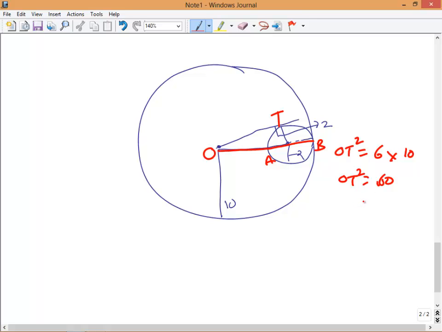That's it. See, look at the flexibility. We have OT square equal to OA into OB. We have the other method where you use the right angle triangle method. Both the things.